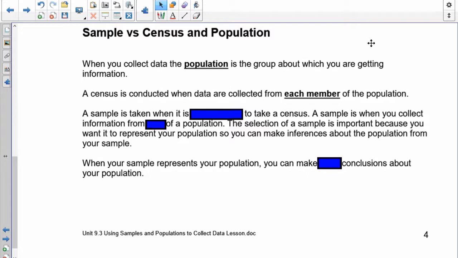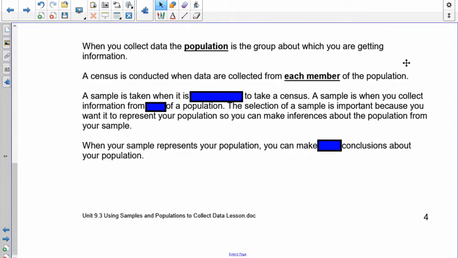The census is conducted when the data are collected from every member of the population. That's a census, all right? It's not a sampling, it's a census because every single member is actually measured. Now, you take a sample when it's not possible to take a census. For example, if you were in Canada and you wanted to do a census on who's going to vote for which election, and your population was 36 million Canadians, it's not possible for you to contact every person in Canada. So in that situation, you would take a sample.